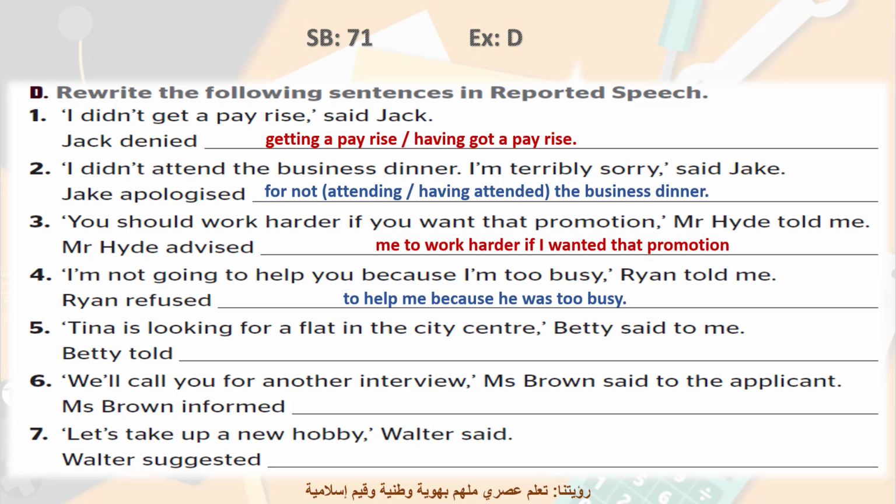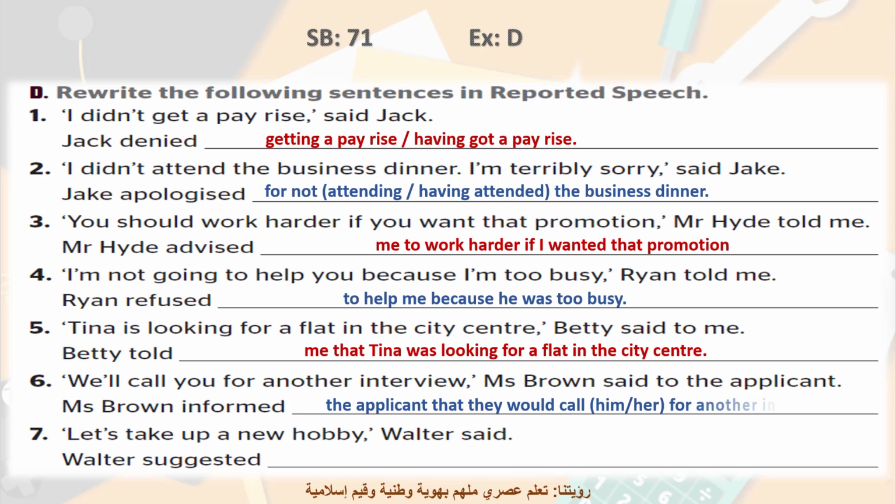Okay. Number 5, "Tina is looking for a flat in the city center," Betty said to me. So Betty told me that Tina was looking for a flat in the city center. I think this sentence is very easy. Number 6, "We'll call you for another interview," Miss Brown said to the applicant. The answer is Miss Brown informed the applicant that they would call him or her for another interview.